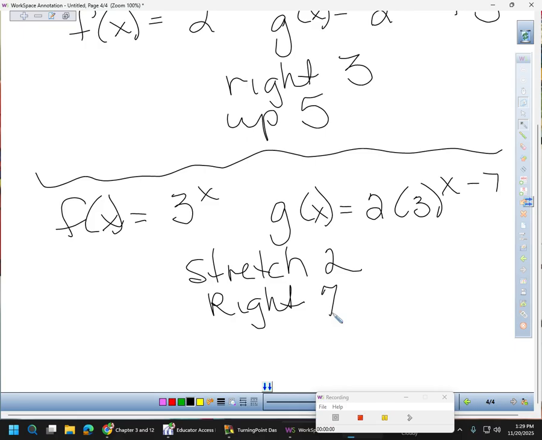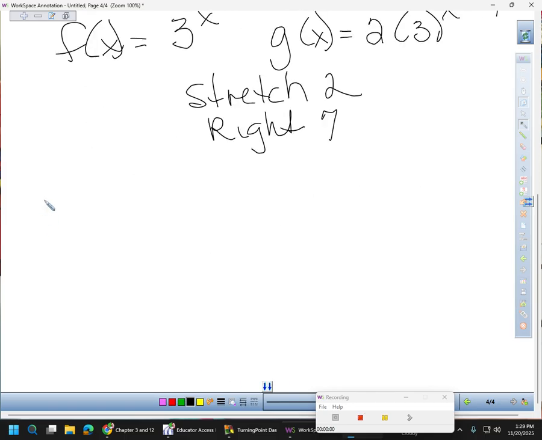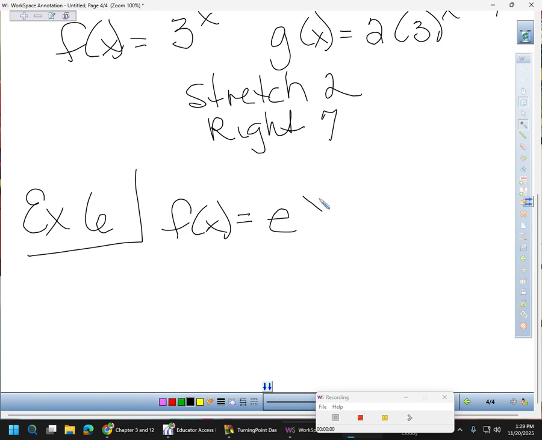All right, so one last example and I'm done, okay? So this is example 6. Let's make it a tough one. Let's say I have f of x equals e to the x, and g of x equals negative 3 e to the x plus 2, minus 5.